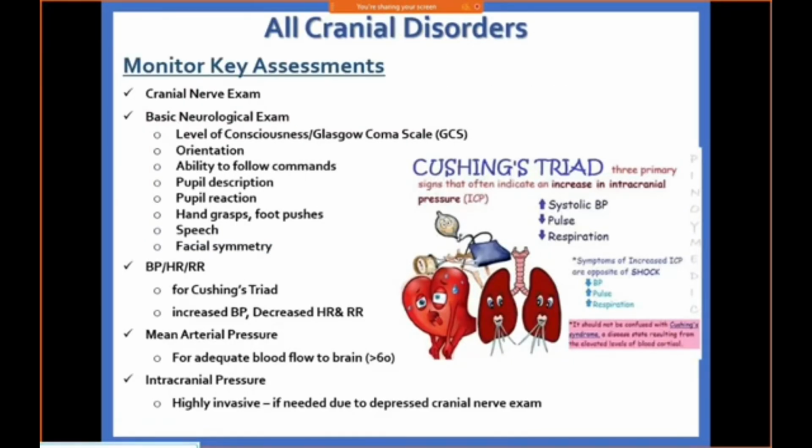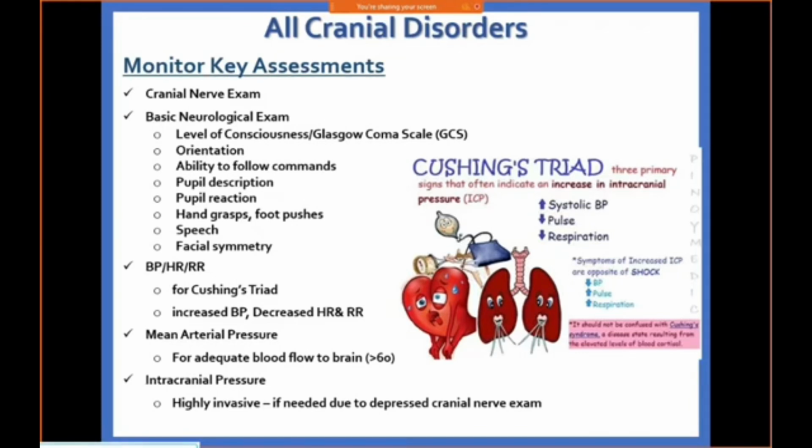So we finished our cues. We're looking into the key assessments. Again, the key assessments on any neuro patient with any consideration of neuro damage are the cranial nerve exam and the basic neuro exam. We're going to keep watching those exams for any kind of worsening.